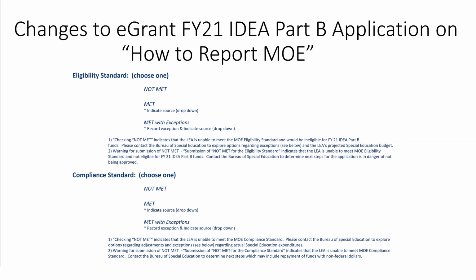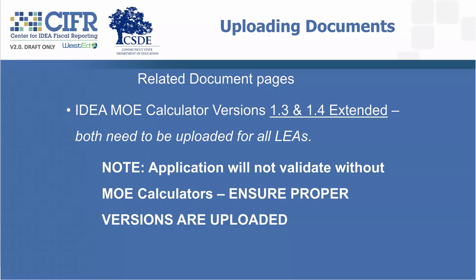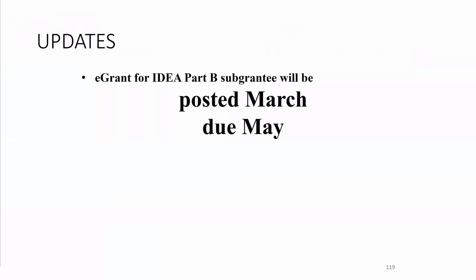So if you weren't able to meet in any of the 4 methods, column O would show the amount that you owe in non-federal dollars and the steps by which we would then take to recover those funds. Once again, related document pages, both 1.3 and 1.4, are required as part of the application. The application is going to be posted in March. It will be due in May.